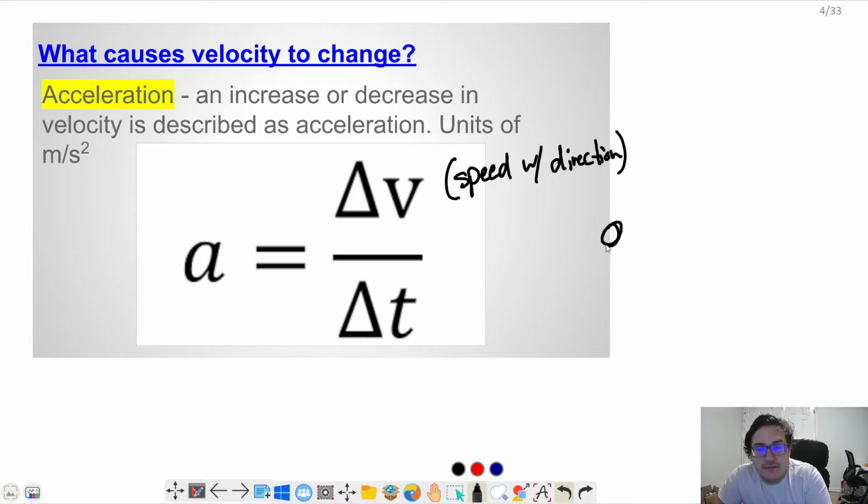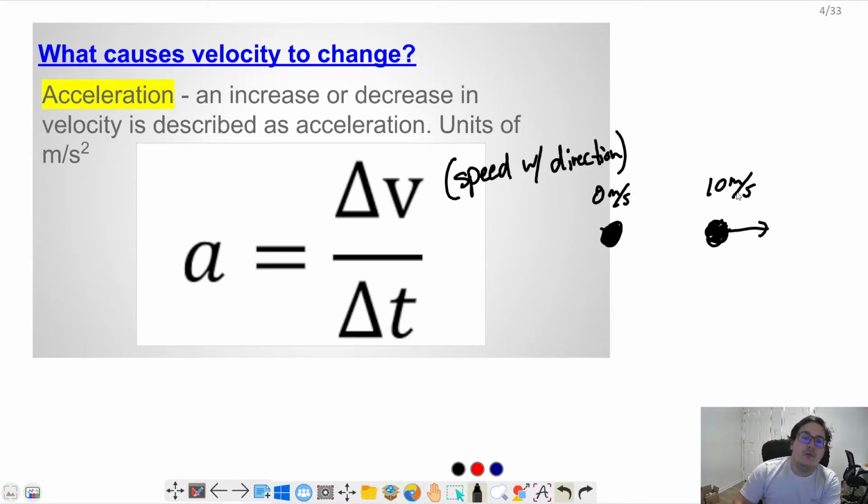Say if I have a ball and it's not moving. Its initial velocity is, let's call it 0. And then after some time, it's now going to the right at 10 meters per second. Well, it has accelerated and changed its velocity. So it's gone from 0 meters per second to now going 10 meters per second to the right, which means it has changed its speed. Well, we denote this as acceleration towards the right as positive.